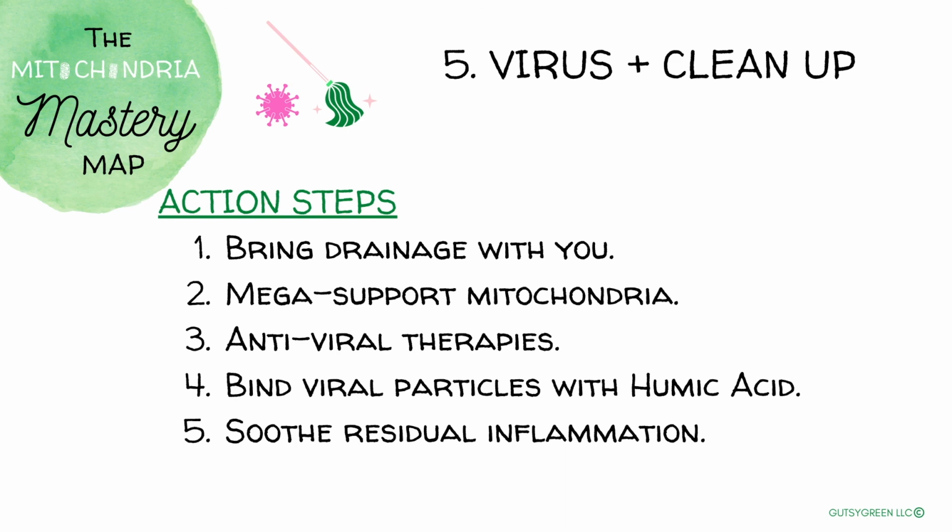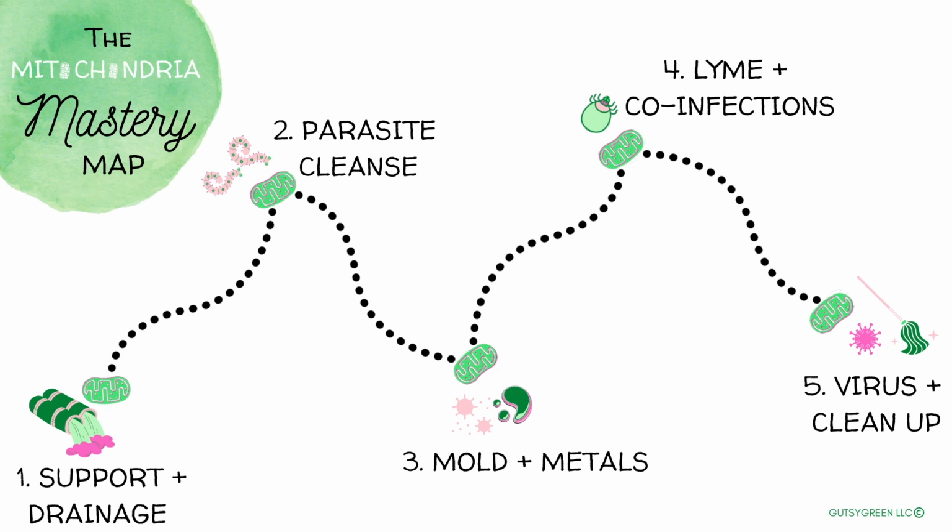And then finally, we're going to soothe inflammation. So after kicking up everything in the first 4 steps, we need to work on soothing your tissue and cleaning up inflammation with targeted support. And that summarizes the mitochondrial mastery map.